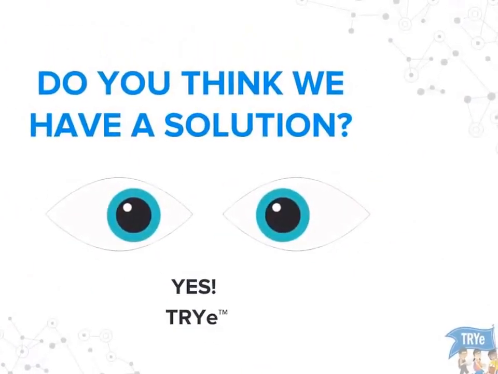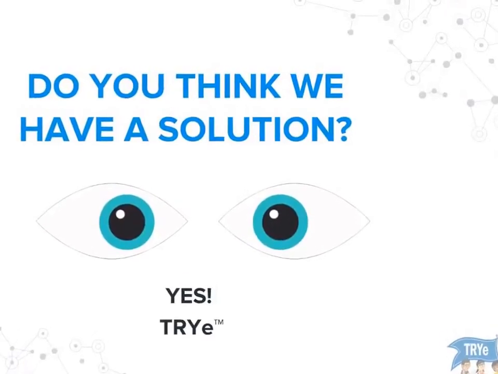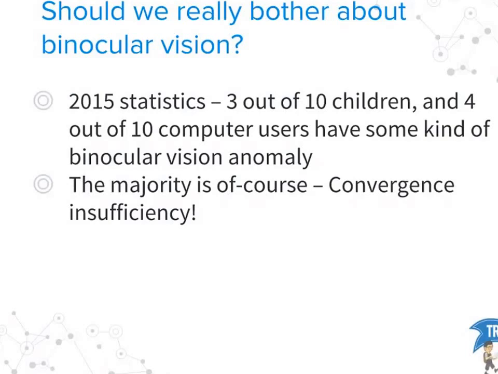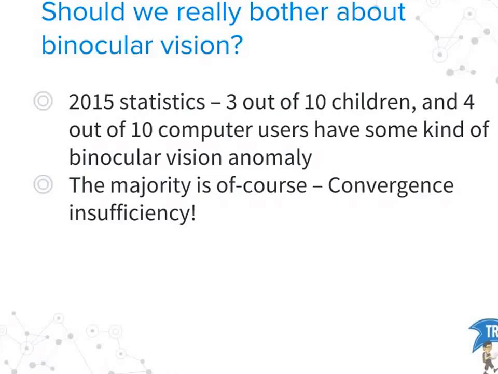Yes, that is TRYe. Why are we really talking about TRYe today? According to the 2015 statistics, out of 10 children, 3 have some kind of significant binocular vision problem, and out of 10 computer users, 4 have some kind of BV issues. The majority is, of course, the well-known condition for all of us, convergence insufficiency.